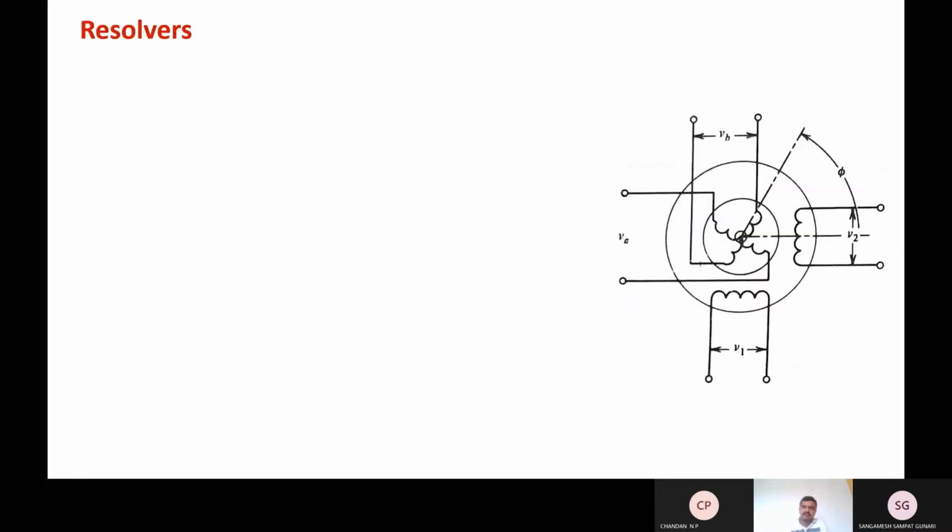Next, resolvers. This is also a position feedback device. It consists of a rotor and stator. For the rotor there are 2 coils, and for the stator also there are 2 coils. VA and VB are related to the rotor, and V1, V2 are related to the stator. These 2 are stator coils and these 2 are rotor coils, and this circle represents the rotor shaft. This circle represents the stator shaft.